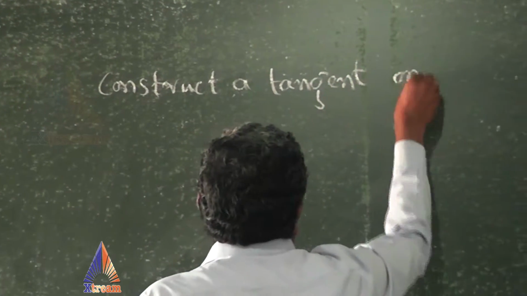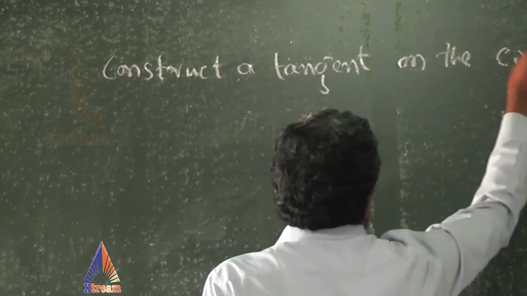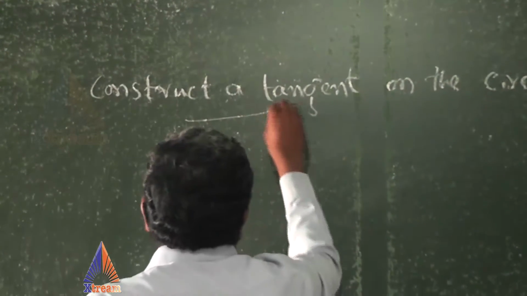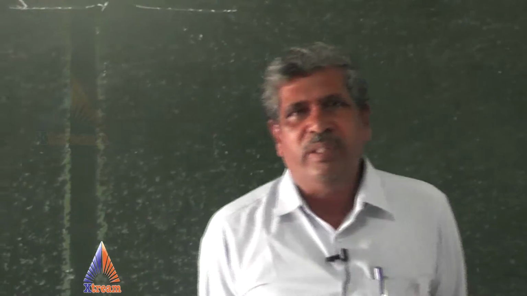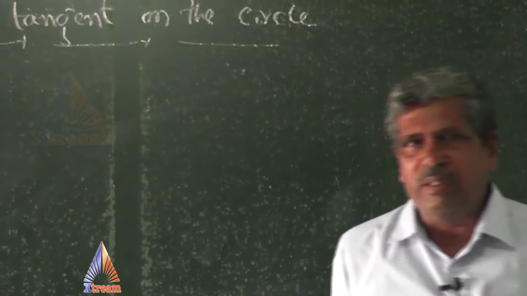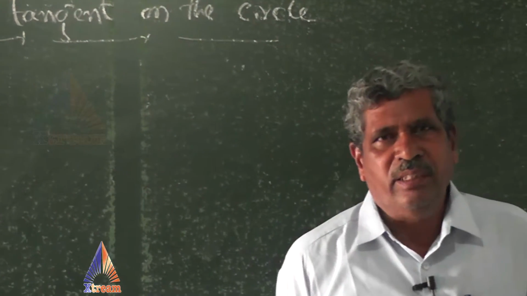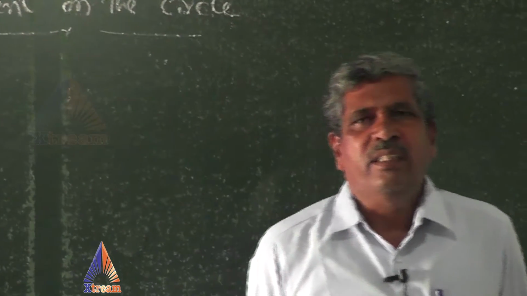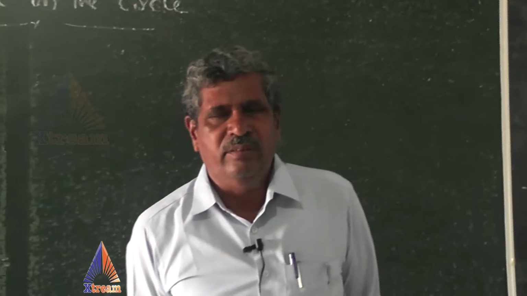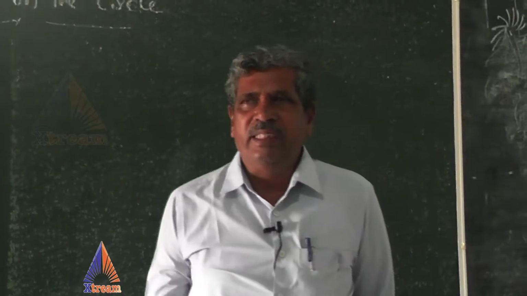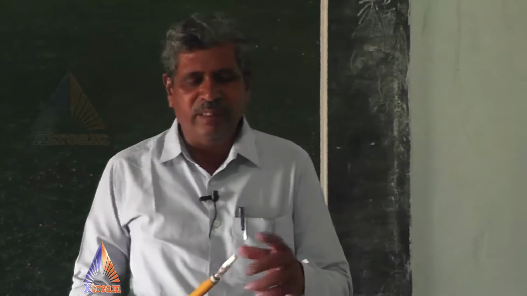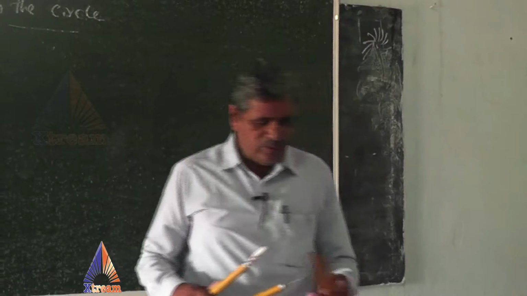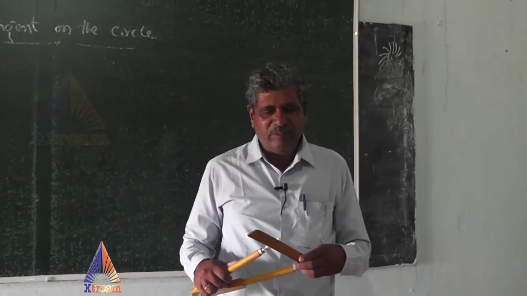Tangent on the circle. Now all of you used to take measurements, and according to the measurements, you can construct the tangent. For example, draw a circle of radius 5 cm and construct a tangent on the circumference of the circle. So, you have taken radius equal to 5 cm. All of you take a divider and, according to the measurements, take 5 cm.